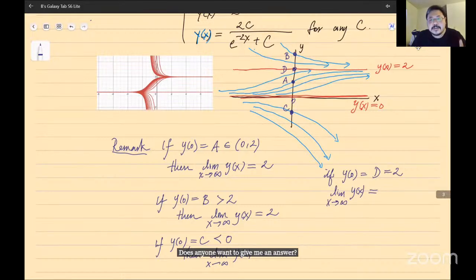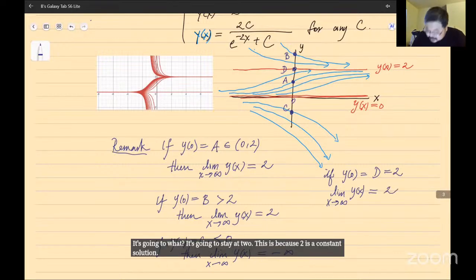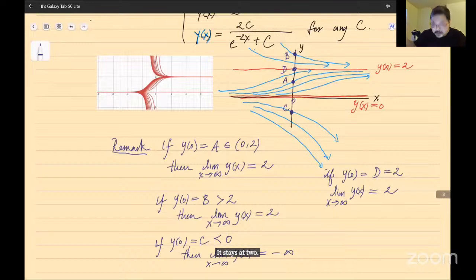If it starts at 2, yeah? It's gonna stay at 2. This is because 2 is a constant solution, right? It stays at 2. It doesn't change. The limit, well, it's a constant.